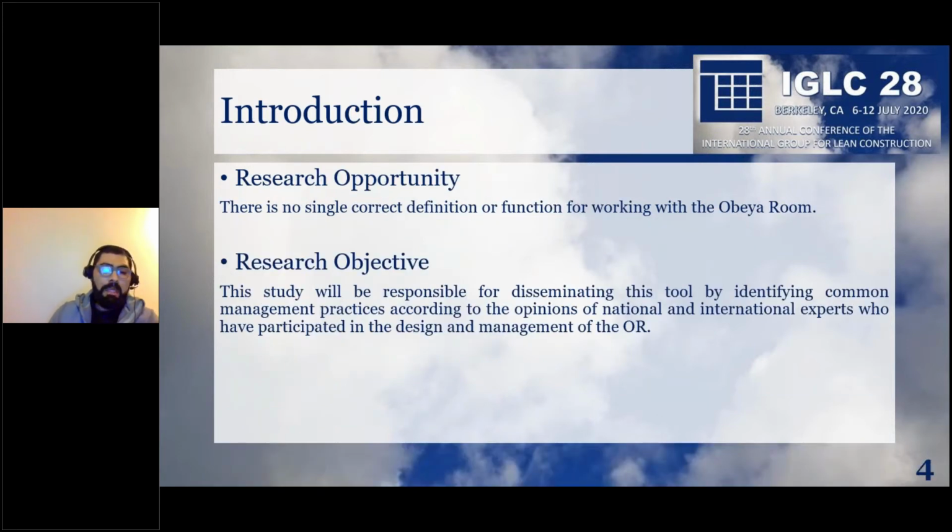There is no single correct definition or function for working with the Obeya Room. So this is the research opportunity, and the research objective is summarized as follows: the present study aims to identify current practice in Obeya Room through literature review and qualitative data collected from national and international Lean experts who have participated in the design of this tool. Analysis of the data collected allows the identification of common management practice to design future Obeya rooms in the construction sector.